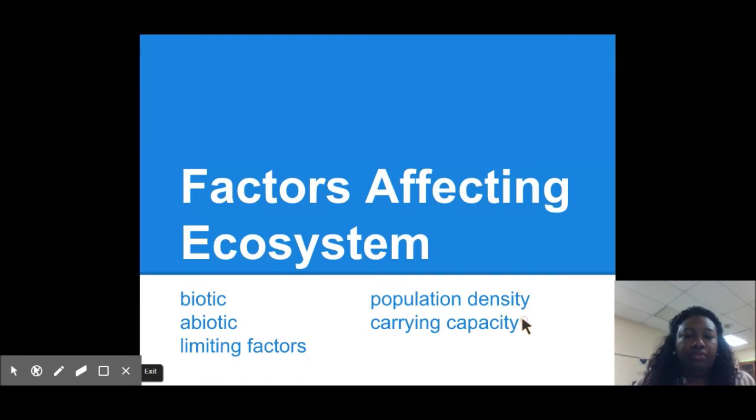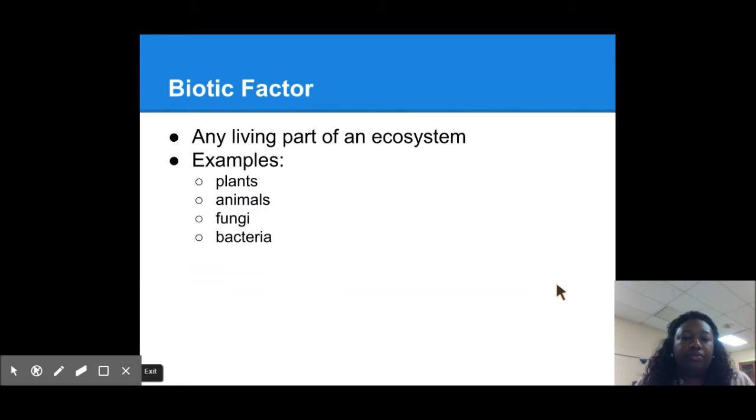Okay. All right, so factors that are affecting our ecosystem. We have biotic, abiotic, limiting factors, population density, and the carrying capacity. Those are the key terms for this concept. All right, so a biotic factor is any living part of an ecosystem. So it's living, biology. That's the easiest way to remember it. So the examples: you have plants, animals, fungi, and bacteria. They're all living, okay? So it's part of our ecosystem.